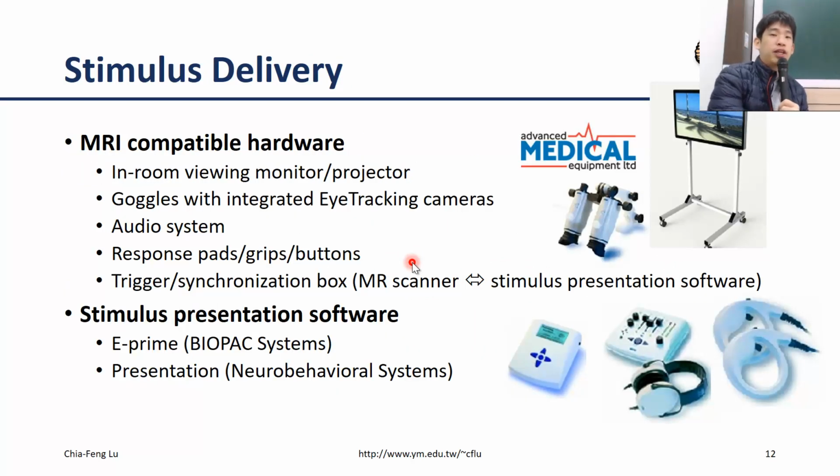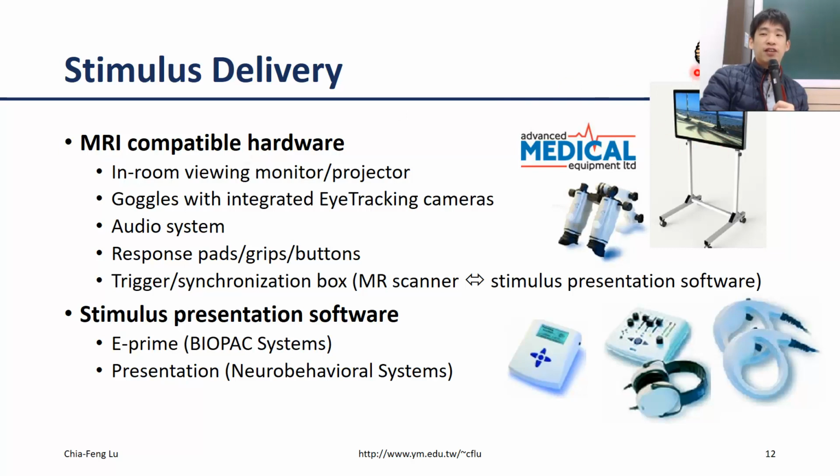So what kind of equipment, hardware and software do we need to actually deliver the stimulus? Of course, the MRI is a very different place in the hospital. It has a very high magnetic field inside, so we definitely need MRI compatible hardware. You cannot simply send a usual monitor or TV into the scanning room. It would definitely be sucked into the MRI because of the strong magnetic field. So you definitely need so-called MRI compatible hardware.